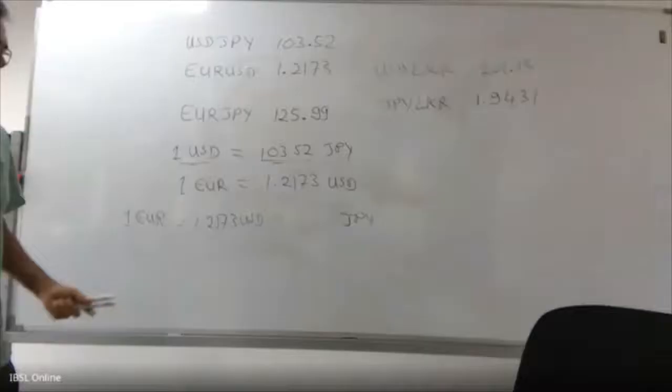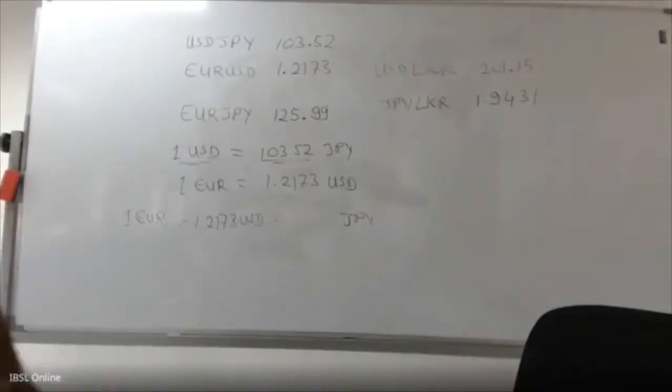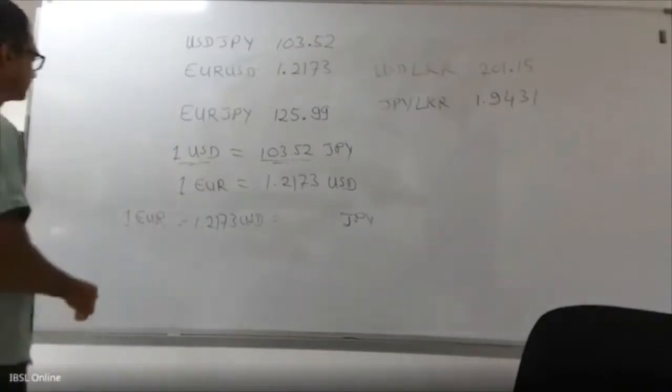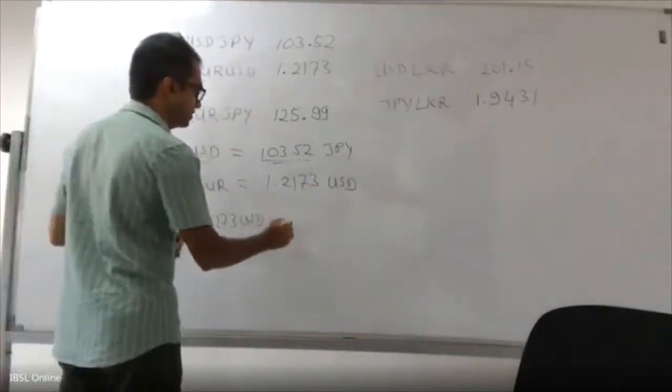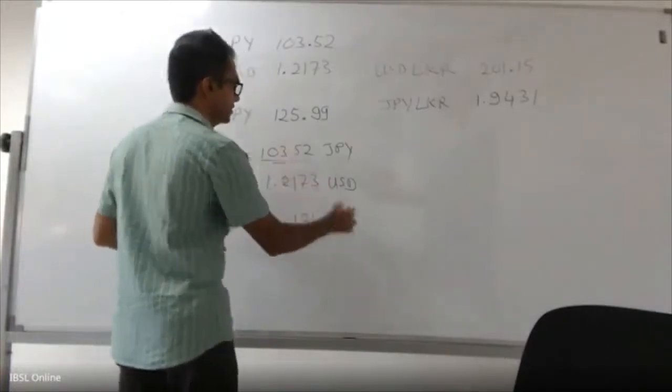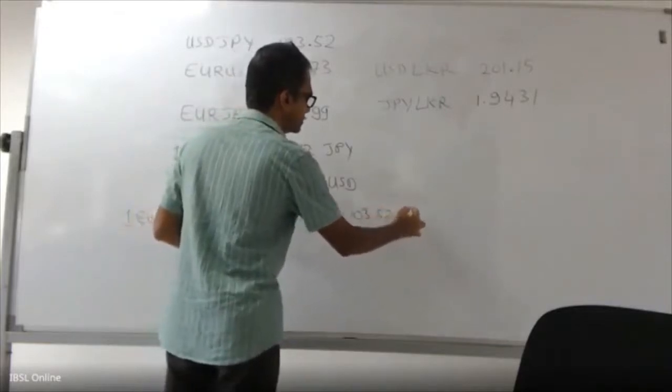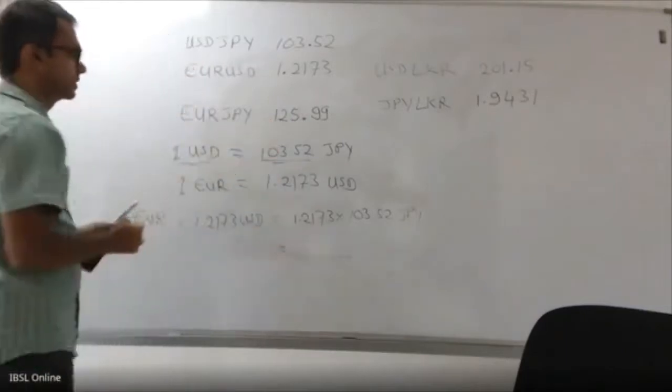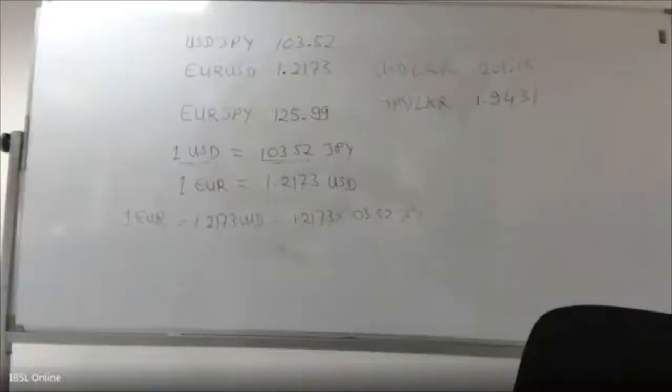We have to multiply the JPY rate by the USD amount. It's like if 1 kilo of sugar is 125 rupees, what's the price of 1.5 kilos? Same thing. So what you have to do is multiply 1.2173 by 103.52. Then I assume you get 125.9. I got 126.014. Did you do the same thing? Yeah, same thing. Then yes, that answer is correct: 126.01.